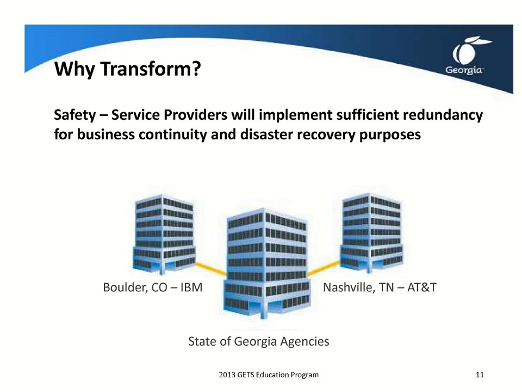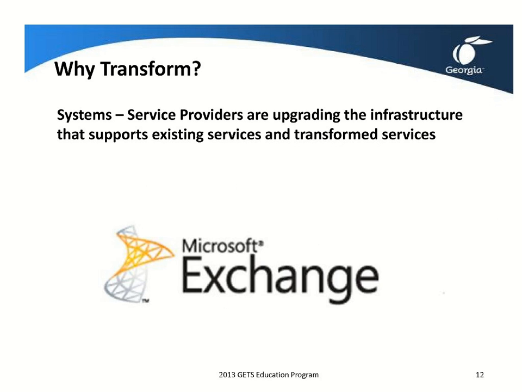Why transform? For safety reasons. The state has failover systems to ensure business continuity. We have failover in Boulder, Colorado with IBM and Nashville, Tennessee with AT&T. Why transform? Our systems were in need of transformation. Service providers are upgrading the infrastructure that supports existing services and transforms services. Microsoft Exchange is one of the examples of the systems we're upgrading.